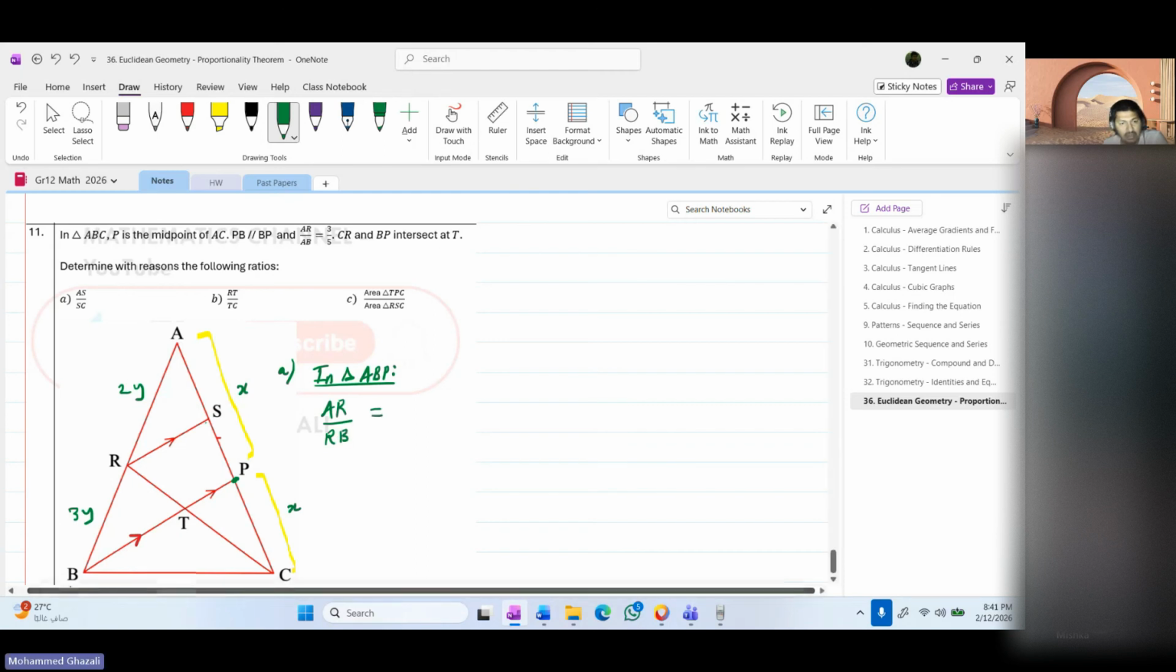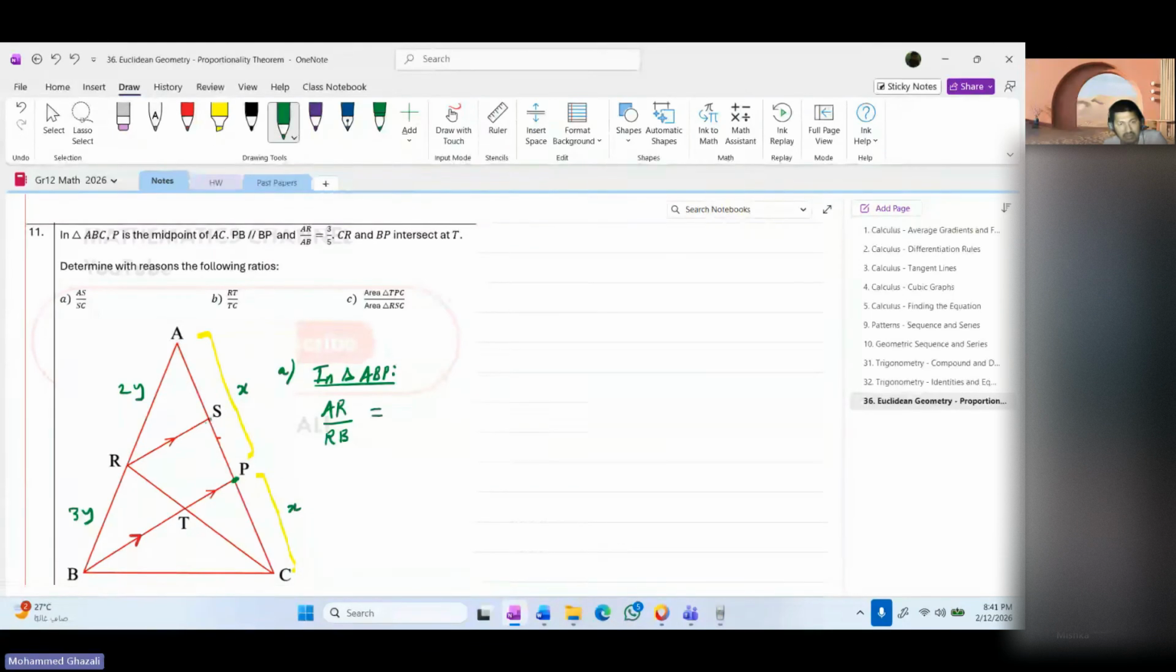AR to RB is equal to AS to SP. Right, that's because of the proportionality theorem. Please give the name of the parallel line. RS is parallel to BP. Right. Next, fill in all the information.